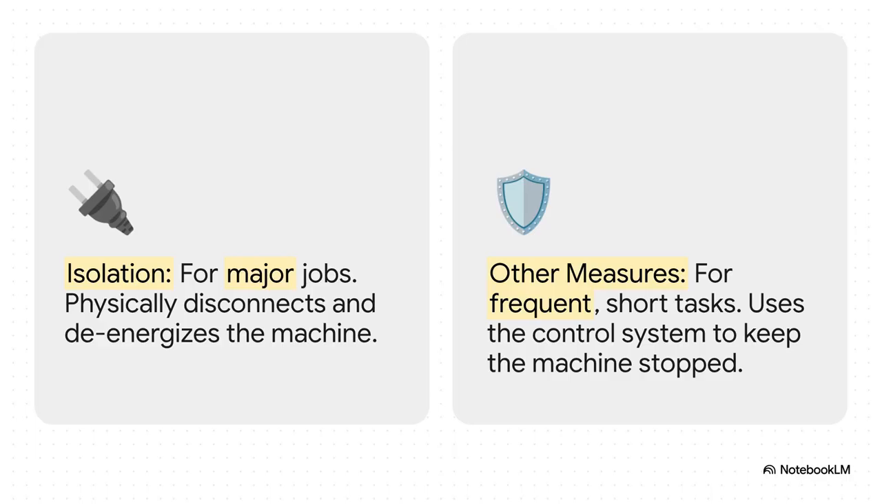This chart does a great job of showing the two main paths to safety. On one side, you've got isolation. That's your ultimate off switch for the big jobs. And on the other side, you've got what are called other measures, which are basically smart safeguards for all those frequent, quick tasks. So instead of completely cutting the power, these safeguards use the machine's own control system to hold it in a safe, stopped state.